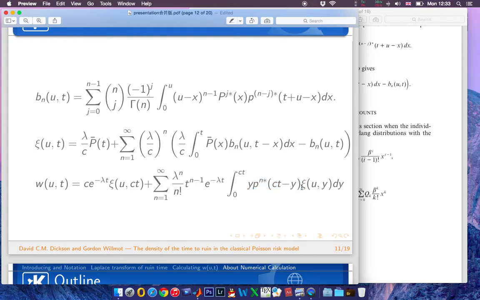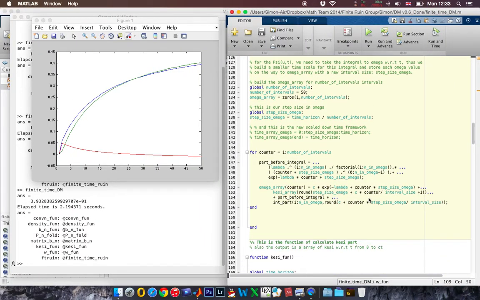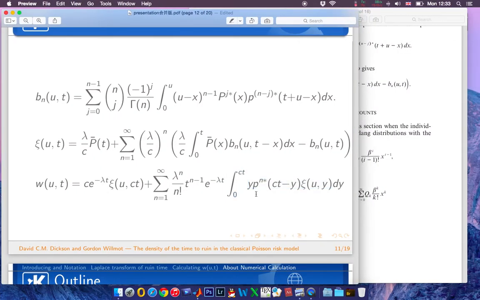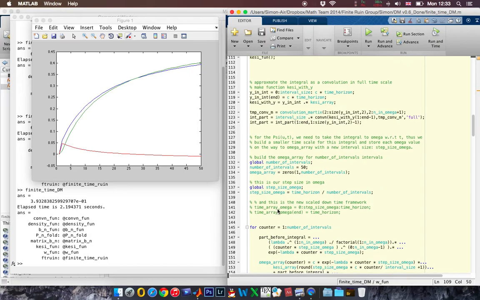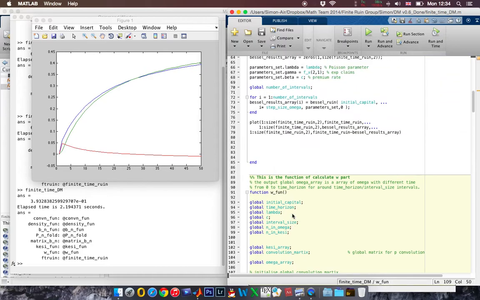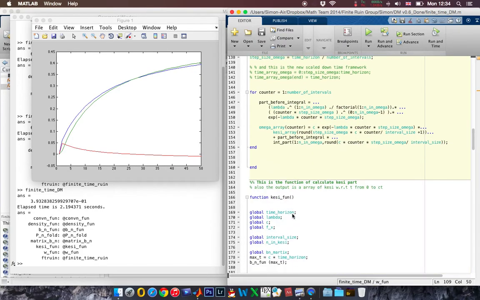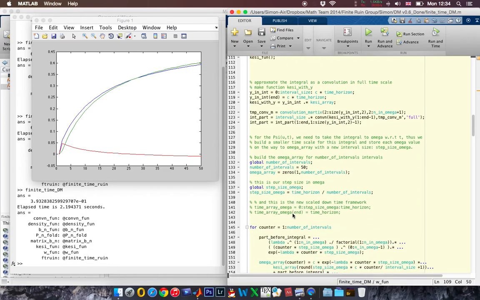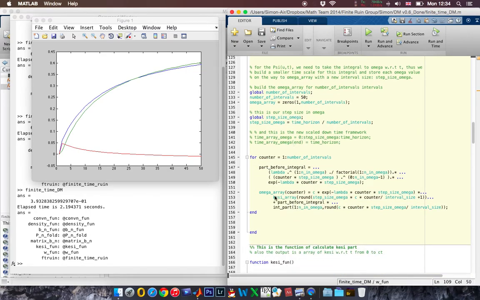If you take cuy and this y as some function of y, and this p n-fold convolution of ct minus y as another function, so this is literally a convolution itself. So instead of using the way I just proposed, I use the convolution way to approximate this integral, which makes this program run faster. And eventually, I find the value of w at each little t and store it in the omega array.